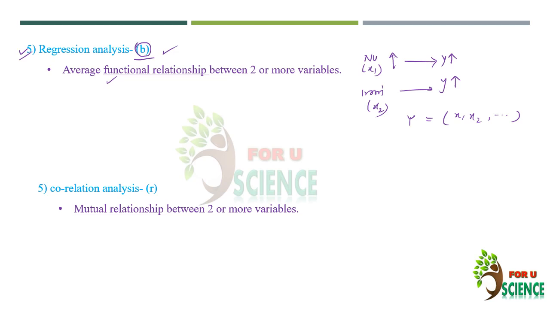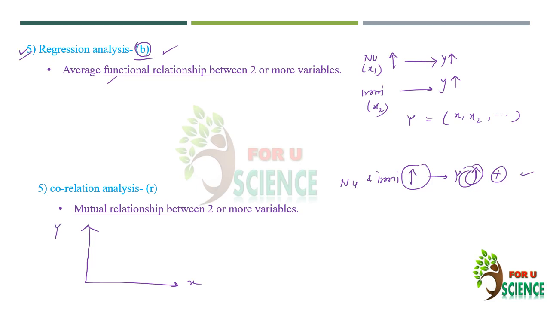If we increase nutrient and irrigation, there will be an increase in yield. So we can say they are positively correlated. That means there is a mutual relationship between two variables. It may be positive or it may be negative. If we increase one variable and there is an increase in the other dependent variable, then we call it a positive correlation. We can express it in a graph: if there is one variable x and another y, if we increase x, there will be an increase in y. That means there is a positive correlation.